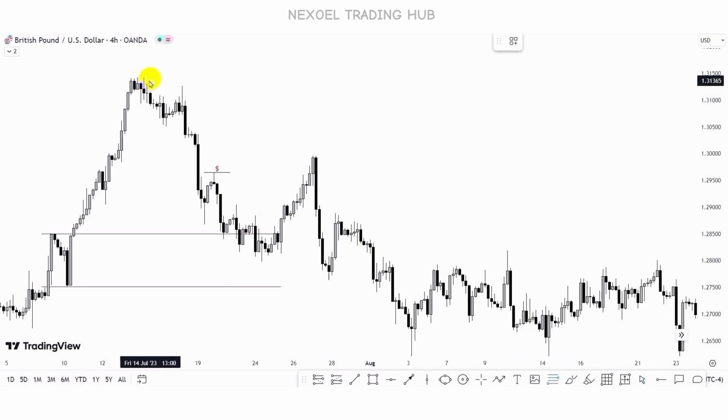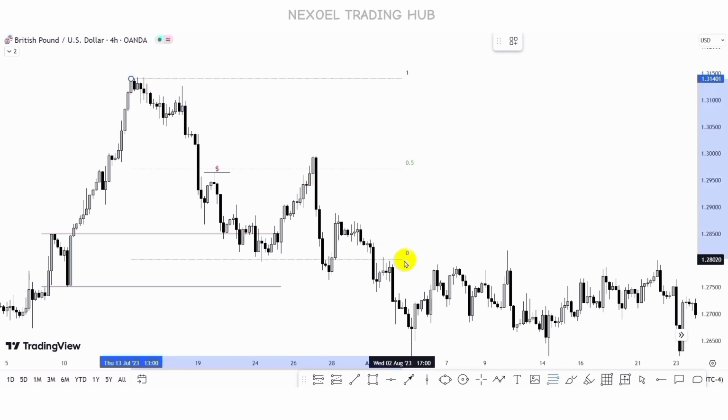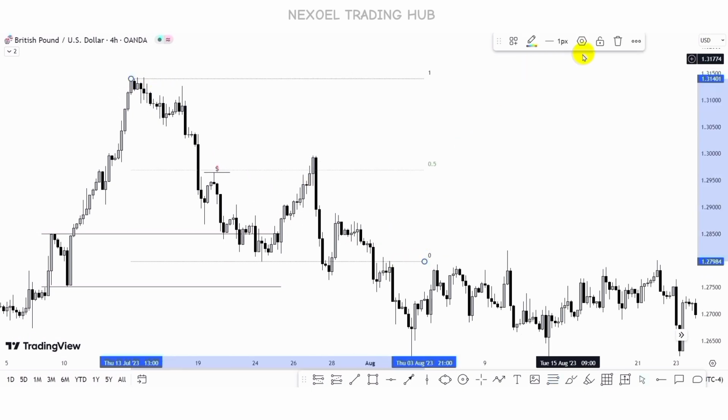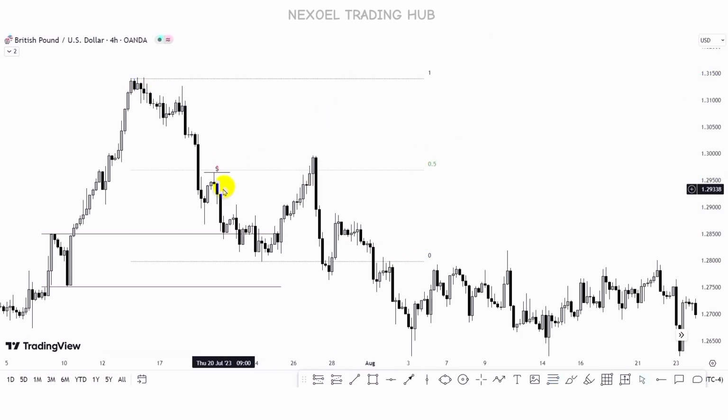So in the Fibonacci tool, we have a premium price and then we have the discount price. The price above the 50% level is a premium price, and the price below the 50% level is the discount price. So you can see now we'll take from the swing high here to the swing low here. Now what you're going to see is that we have this buy side liquidity. Indirectly you have an order block here.